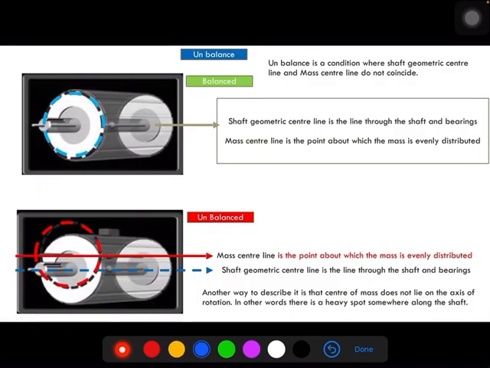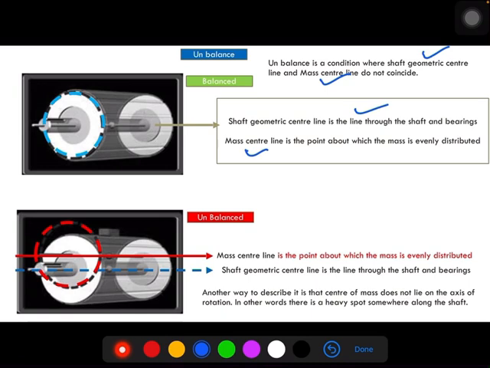First, we would like to know what unbalance is. Unbalance is the condition where the shaft geometric center line and the mass center line do not coincide. What is the shaft geometric center line? It is a line that passes through the shaft and the bearings. And the mass center line is the point about which the mass is evenly distributed.